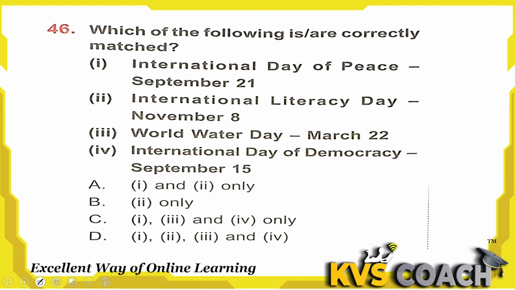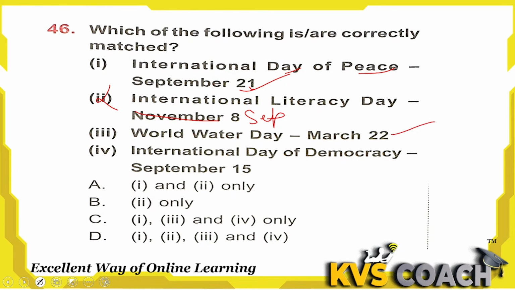Next is, which of the following are correctly matched? International Day of Peace, 21 September, right. International Literacy Day, November 8. No, this is on September 28, not November. This is not correctly matched.